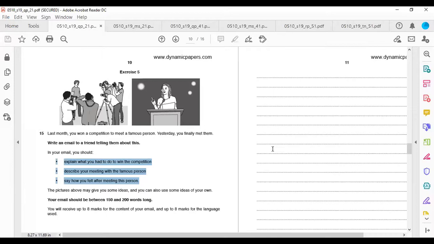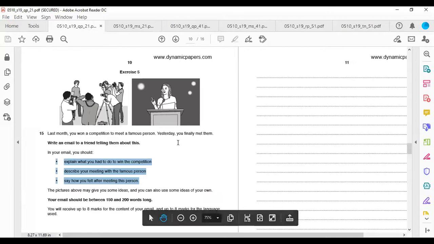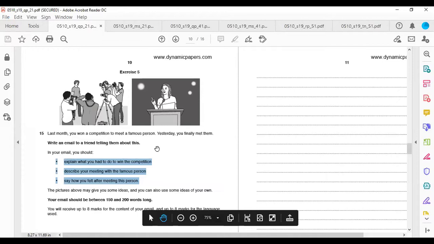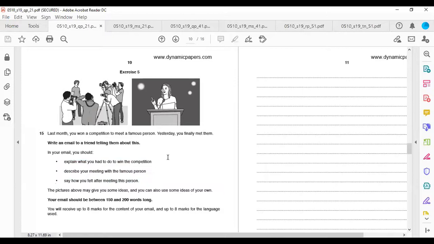Okay, so here, for example, last month you won a competition to meet a famous person. Yesterday, you finally met them. Write an email to a friend telling them about this. So your task is to write an email to a friend telling him about such an event. What are you supposed to discuss? Number one, explain what you had to do to win the competition. So you won the competition. Why? What did you do to win it?